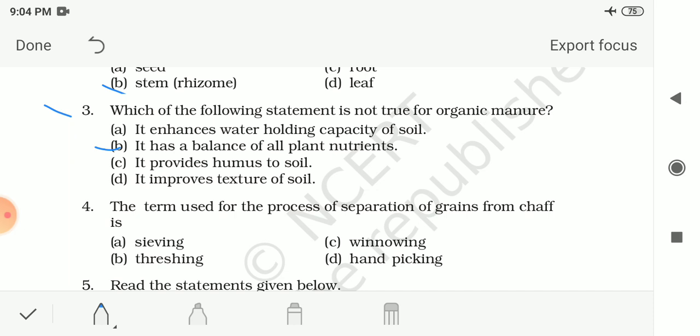Next, the term used for the process of separation of grains from chaff is: the options are given to you, that is sieving, winnowing, threshing and hand picking. So here your answer is threshing. The process of separation of grains from the chaff is known as threshing.